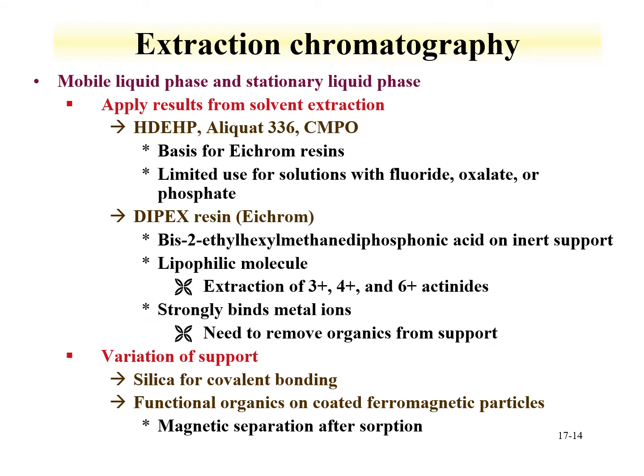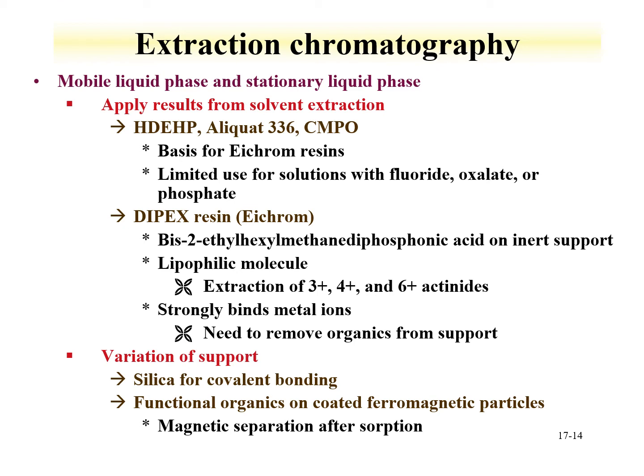Extraction chromatography is also performed with americium. One can think of extraction chromatography as combining solvent extraction and ion exchange, where there's a mobile liquid phase, generally the aqueous phase, and a stationary liquid phase, generally represented as the organic. So for the americium work, you can apply studies that were performed with the organic ligands such as HDEHP, CMPO, aliquot 336, and these are the basis of Eichrom resins.